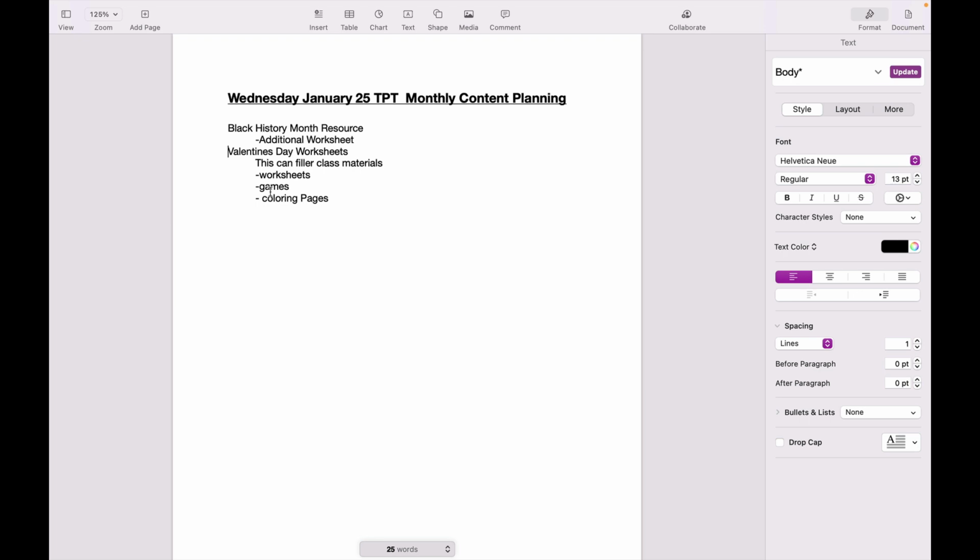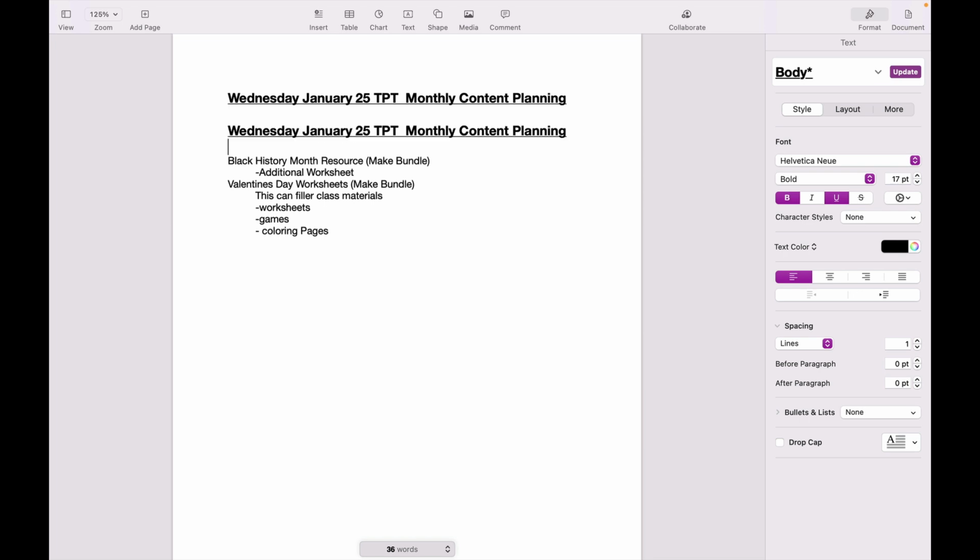Same way with Valentine's Day. I already have one worksheet done. I'd like to make 2 more so I can do a 3-pack bundle. I will put, make bundle. And then I'm going to actually copy this down. And this is basically what I'm going to do for February.